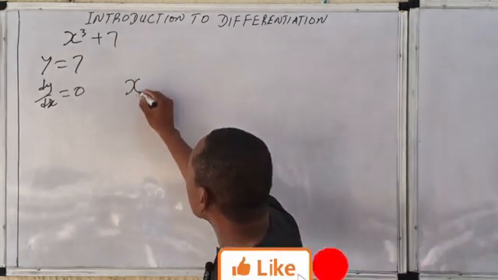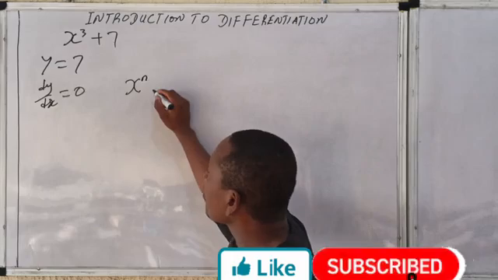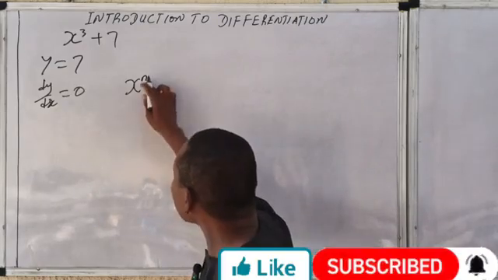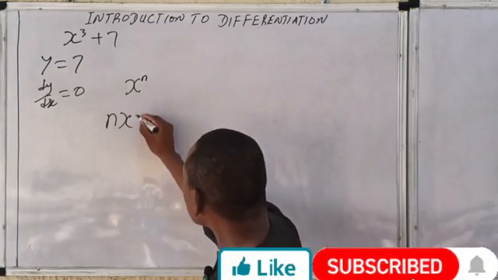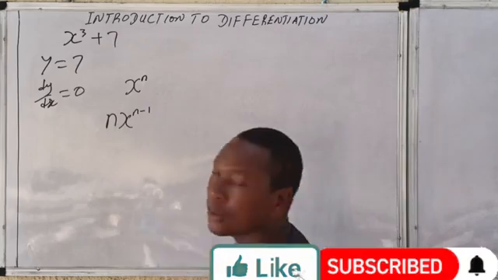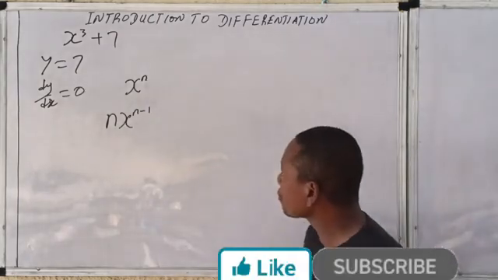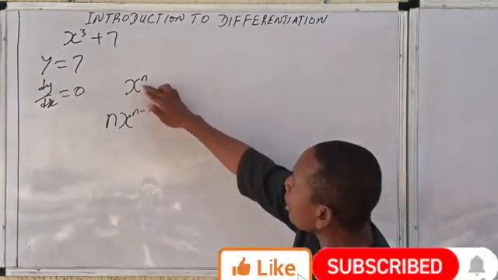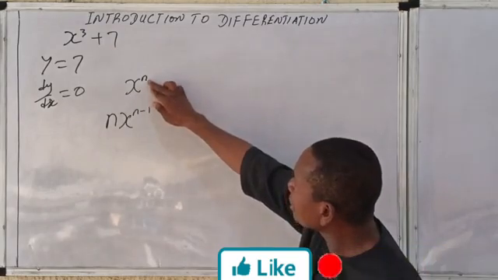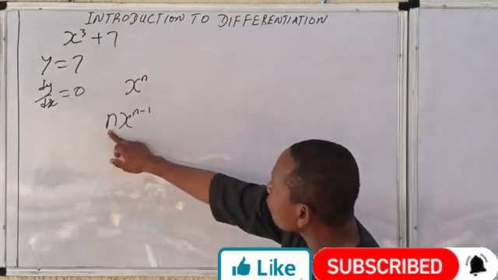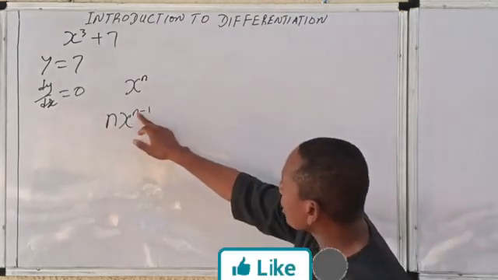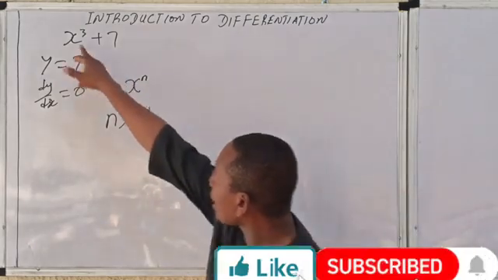Let's assume that x is raised to power n. The rule that you apply is this: take this n to the back of the x. Drop your x there, n minus 1. Now note this again. We have x raised to power n. I have to take this n to the back of x, which we have here. Then drop your x there, n minus 1.